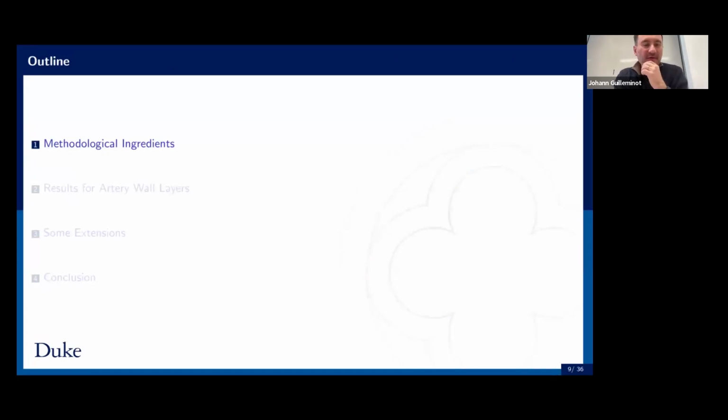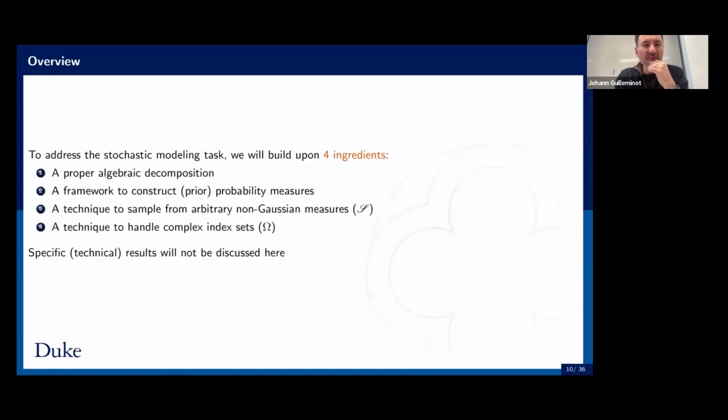So this is the first part of the presentation. I'm going to provide you with an overview of the mathematical tools and ingredients we are using. I'm going to deliver a high-level presentation. If you have any specific question, I'm more than happy to take questions. But essentially, we're going to need 4 ingredients to do what we want to do.